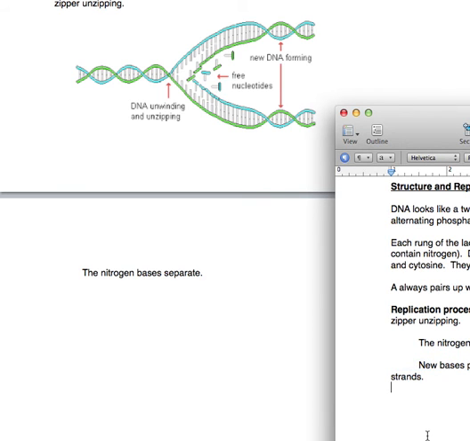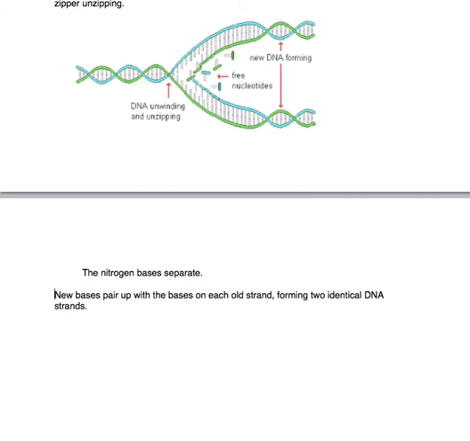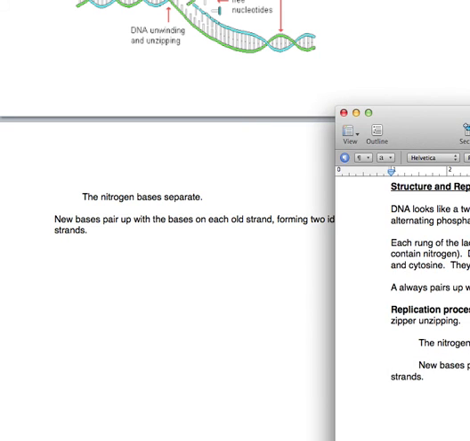So let me see if I can make that. Okay. So if you had an A over here and a T over there, and you had these free nucleotides floating around, so if you had an A here, then a T is going to find it, and if you had a T here, then an A is going to find it. So when you're done, you end up with 2 identical strands of DNA, and that is how DNA replication occurs.